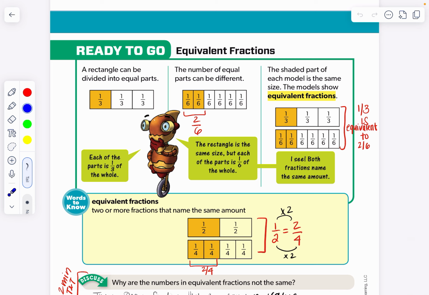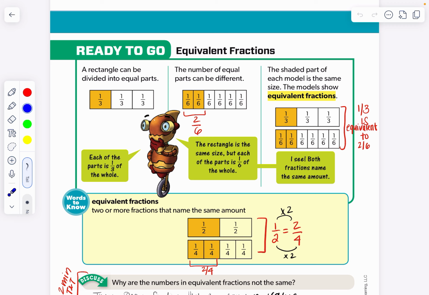So our introduction lets us know that a rectangle can be divided into equal parts. Here we have three equal parts of 1/3, and one of those thirds is shaded. In our second model, we have 6 equal parts of 1/6, but then 2/6 are shaded, right? This is 1/6 plus another 1/6, giving us a total of 2/6.